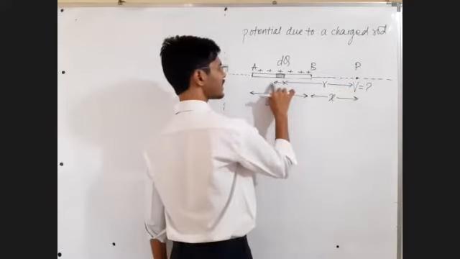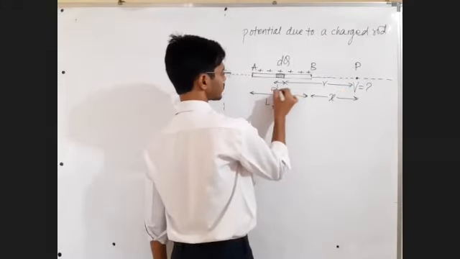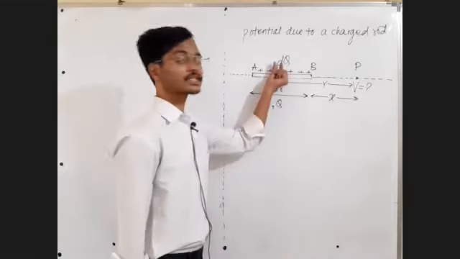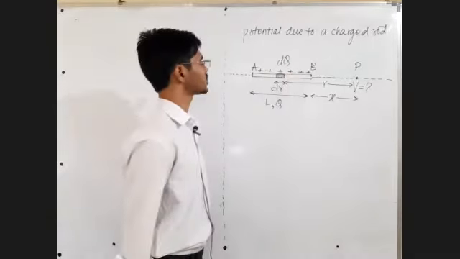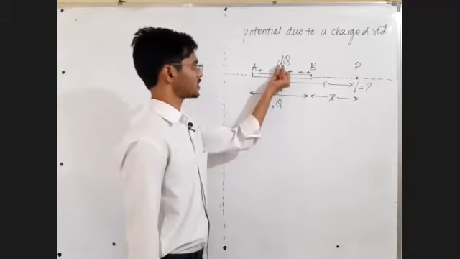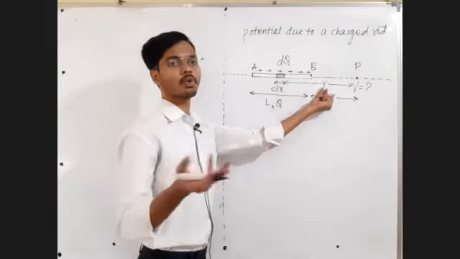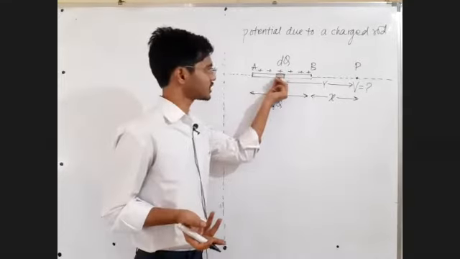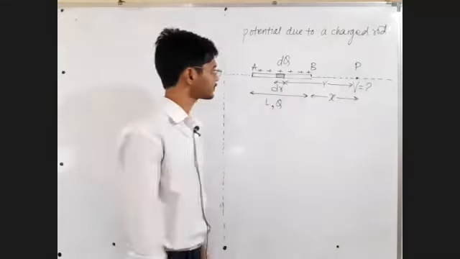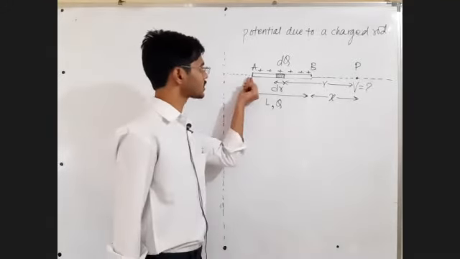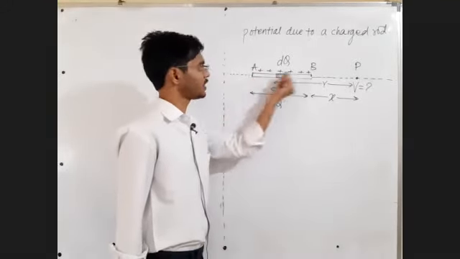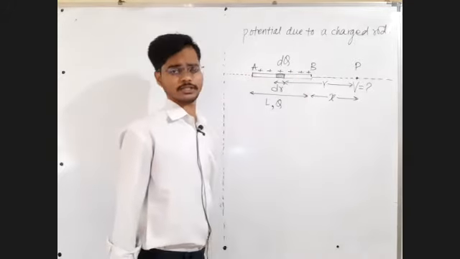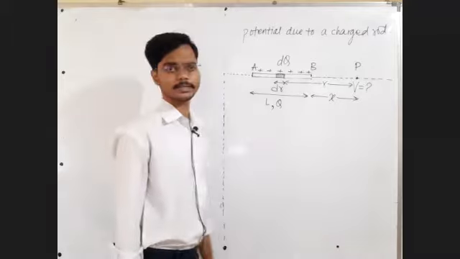At a distance equal to r, let us take a length equal to dr, and on that length, charge will be equal to dq. Very small charge dq is a point charge. Because of this point charge dq at distance equal to small r, what is the potential? That potential will be dv. Because of the small point charge, small potential will be there, dv. And because of all such point charges from this point to this point, we have to add the potentials. Agree, disagree, reply in the chat.